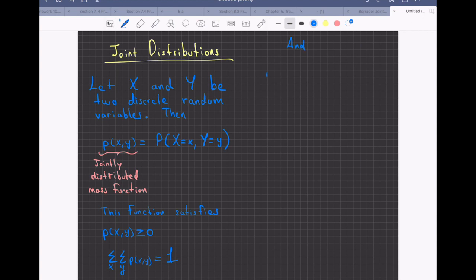And the probability that the two random variables X and Y belong to a given event A is equal to the sum of the joint distribution over all the pairs that belong to A.